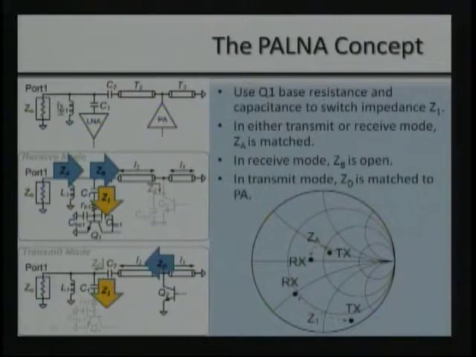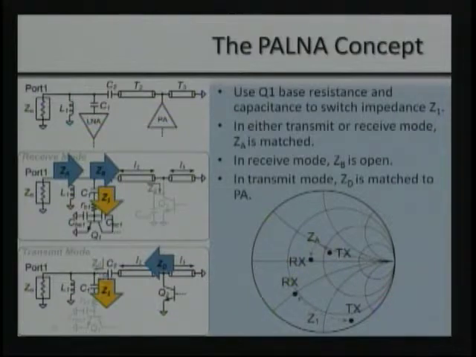So we'd like to see the input impedance at port 1 as a 50 ohm impedance at all frequencies that we're interested in operating at, but we'd also like the impedance at ZB, the receive mode, to be an open, so that no power goes into the power amplifier network. In the transmit mode, we want the impedance ZD to seem like 50 ohms so that in transmit mode, all the power goes to the output.